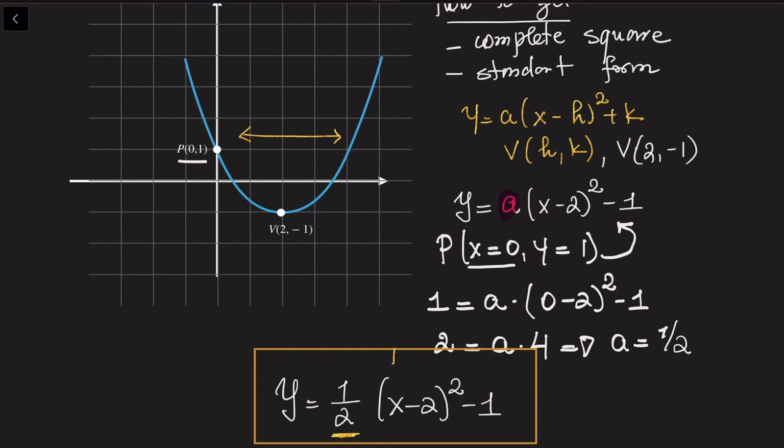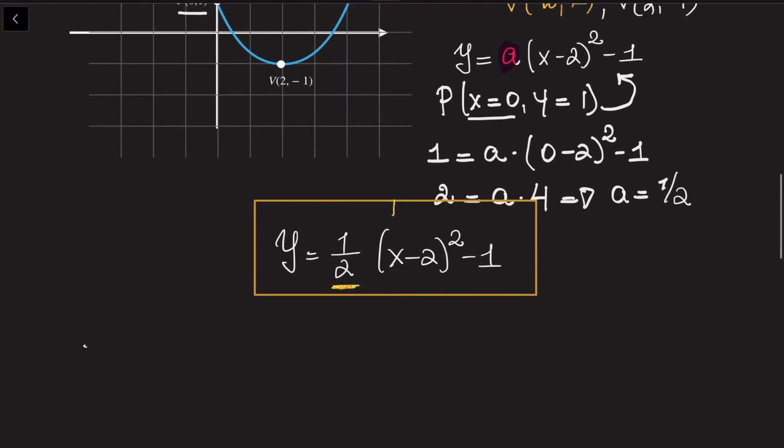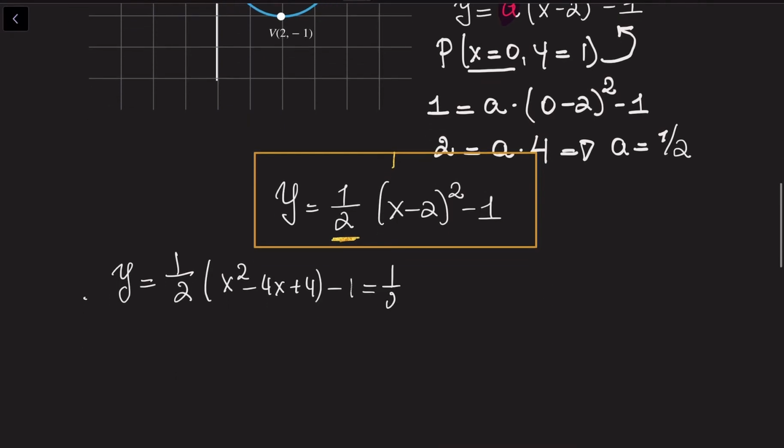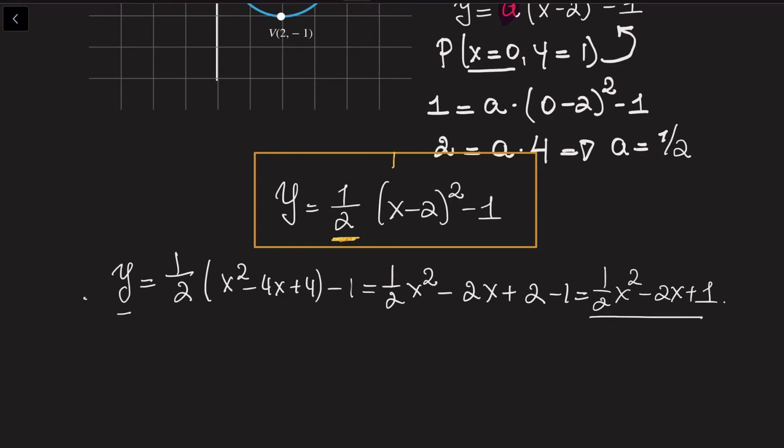So if you're asked to find the standard equation of the parabola, it's still a straightforward problem. You just need to open the brackets and simplify things. So it's going to be 1/2 times (x^2 - 4x + 4) - 1. If you multiply 1/2 to all the terms, it's going to be 1/2 x^2 - 2x + 2 - 1, so it's going to be 1/2 x^2 - 2x + 1. So this is the standard form equation of the parabola.